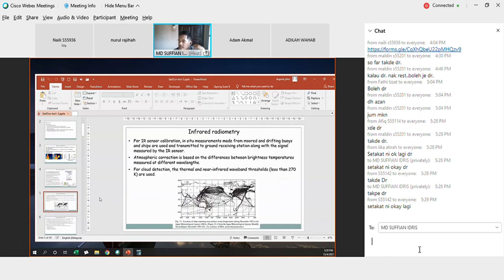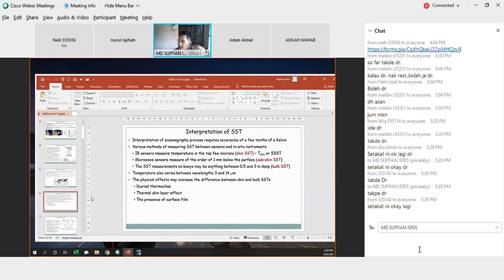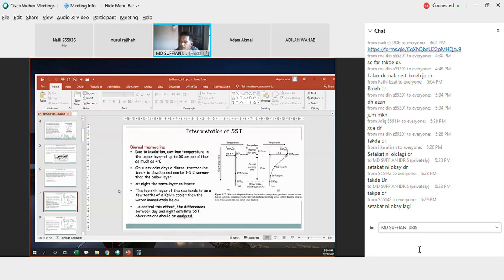And then subskin, the impact of ocean or the impact of physical processes on the SST measurement. So there are diurnal, thermocline, thermal skin, the presence of surface film. This is what you should understand.